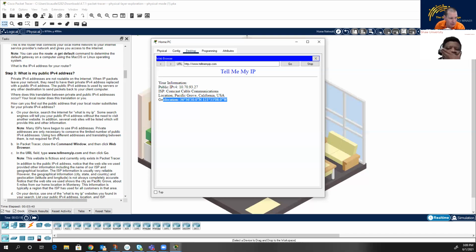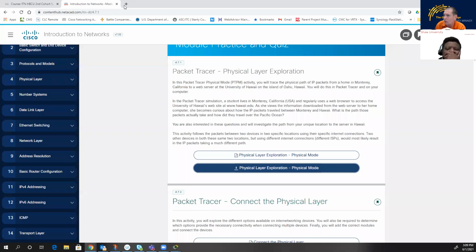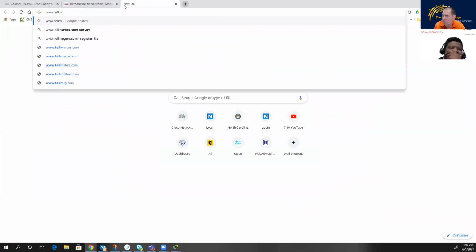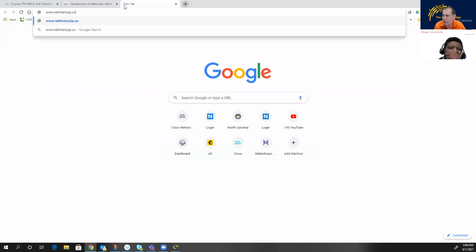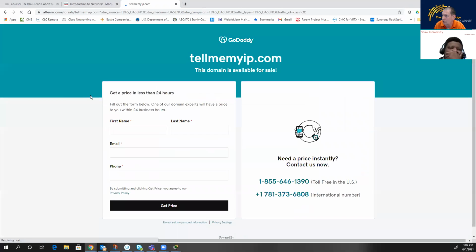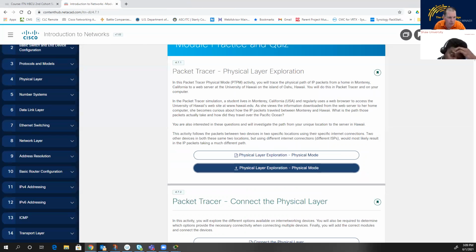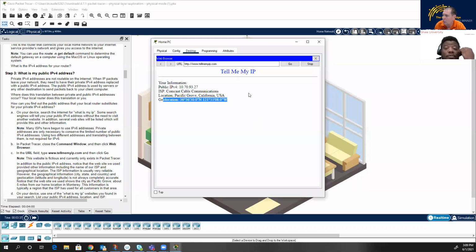Now, actually, let me see. I'm gonna try www.tellme.com. I don't think that's a real site out in the real world. Nope, it's not. So there's no real way for us to do that in the real world. So this is all in the simulation, just trying to show you how you can do that by looking right here.